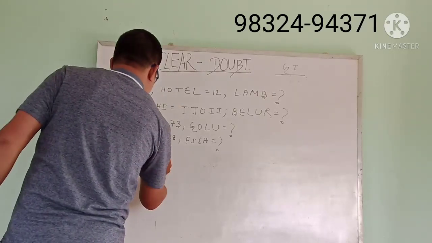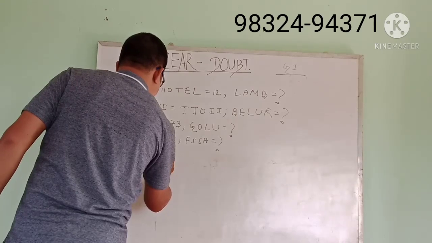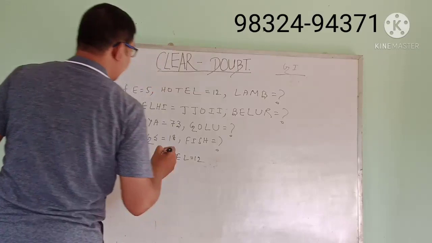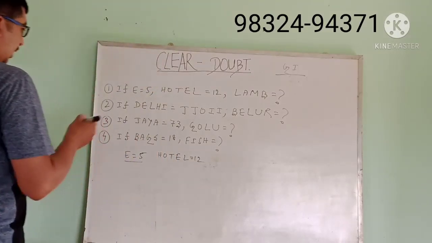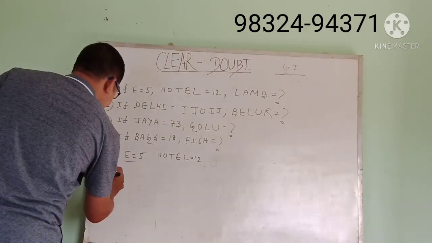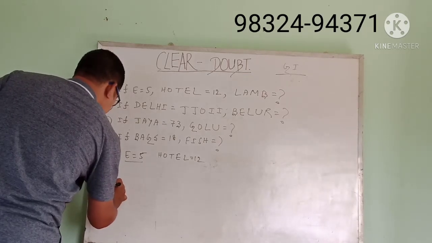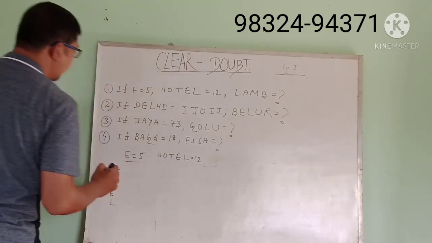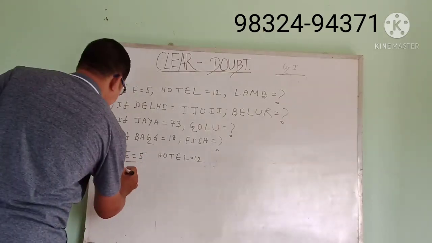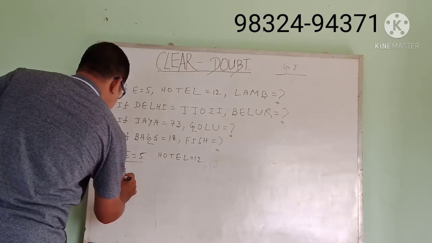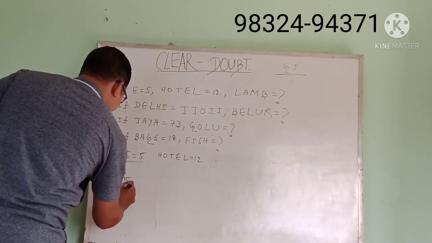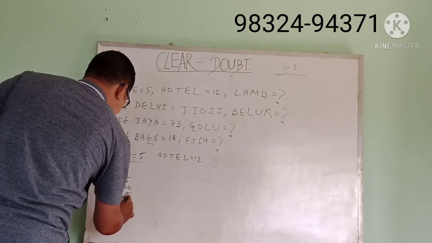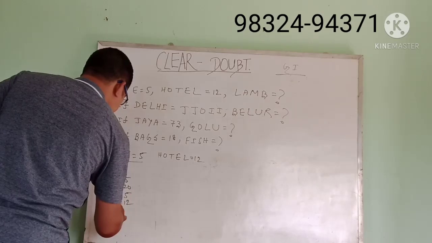So total equals 12. How is total equal to 12? Suppose we identify this total letter value. First H, then O, then T, then E, then L. The forward place value of H is 8, of O is 15, of T is 20, of E is 5, and of L is 12.